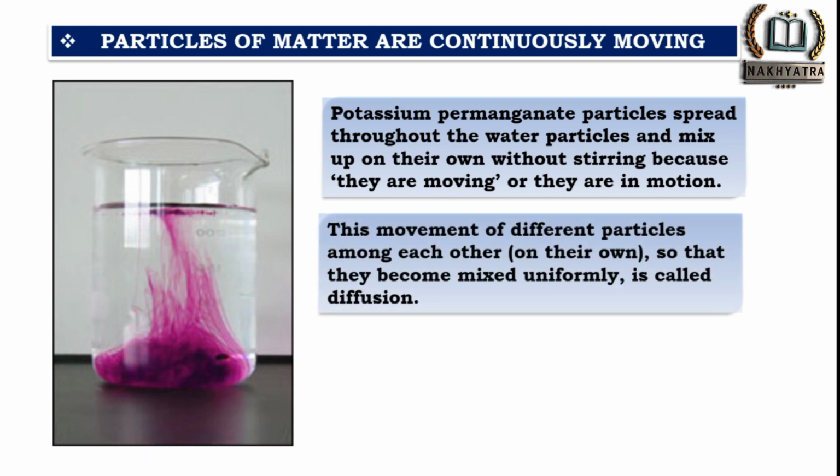This movement of different particles among each other on their own so that they become mixed uniformly is called diffusion. Okay guys, now see the definition for diffusion: the movement of different particles among each other so that they become mixed uniformly. As you can see here, the potassium permanganate particles spread throughout the water and mix uniformly on their own. So this is called diffusion.